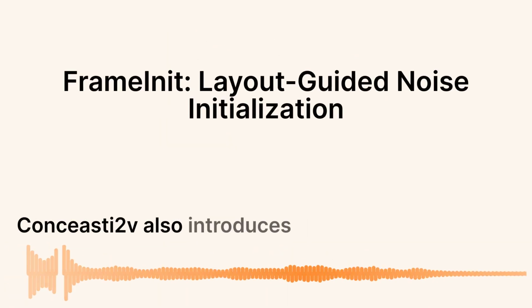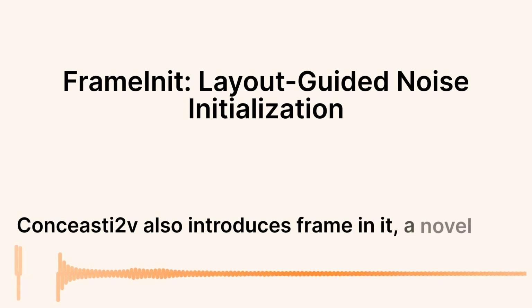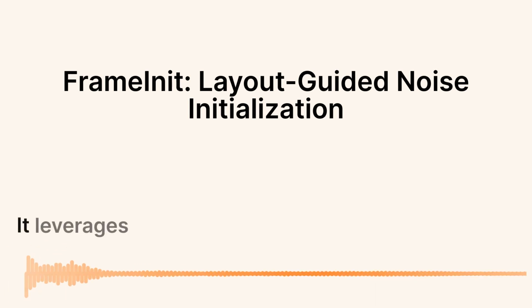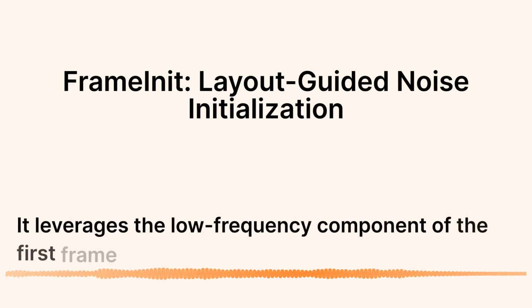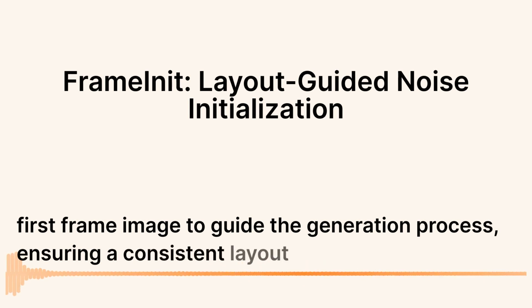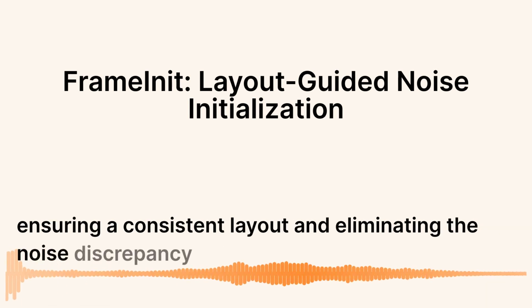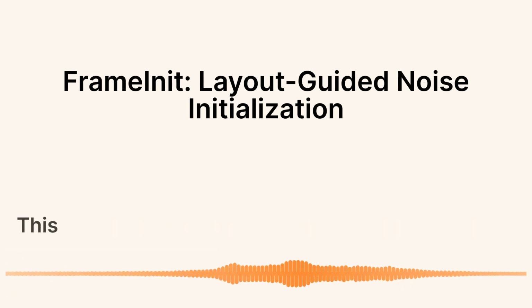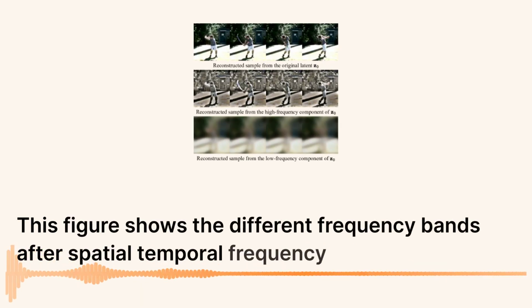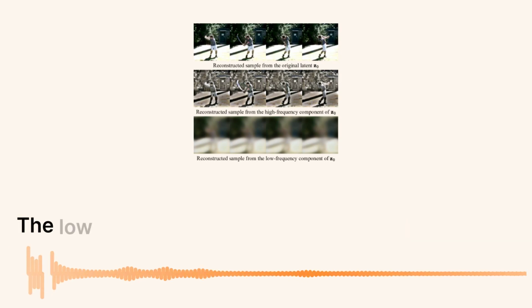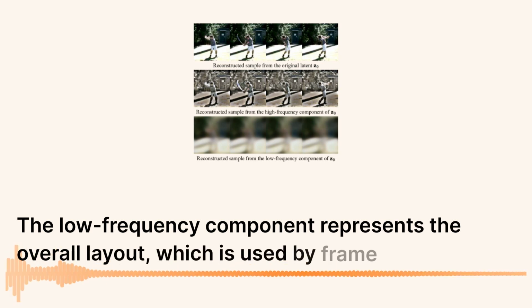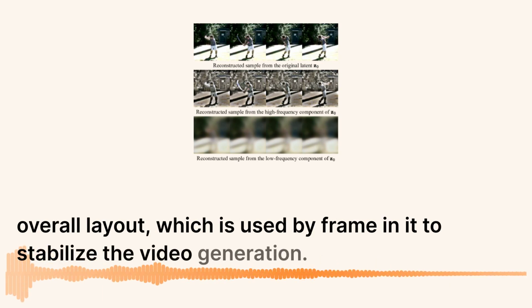ConsistI2V also introduces FrameInit, a novel inference noise initialization strategy. It leverages the low-frequency component of the first frame image to guide the generation process, ensuring a consistent layout and eliminating the noise discrepancy between training and inference. This figure shows the different frequency bands after spatiotemporal frequency decomposition. The low-frequency component represents the overall layout, which is used by FrameInit to stabilize the video generation.